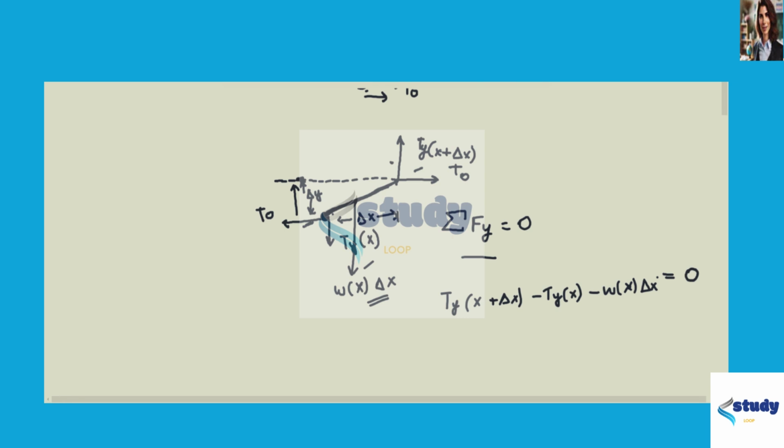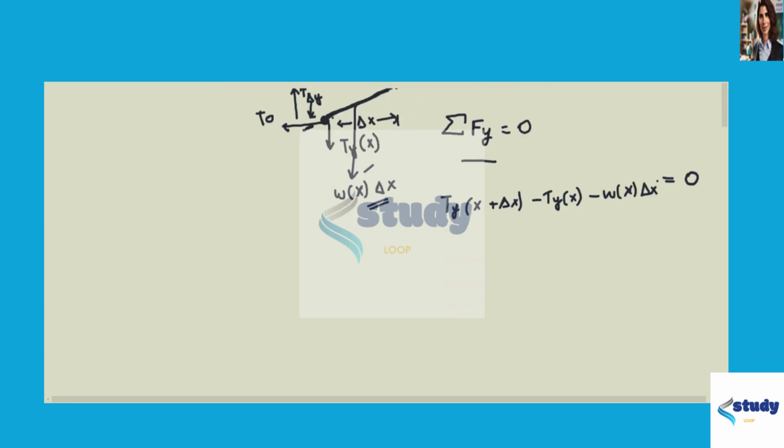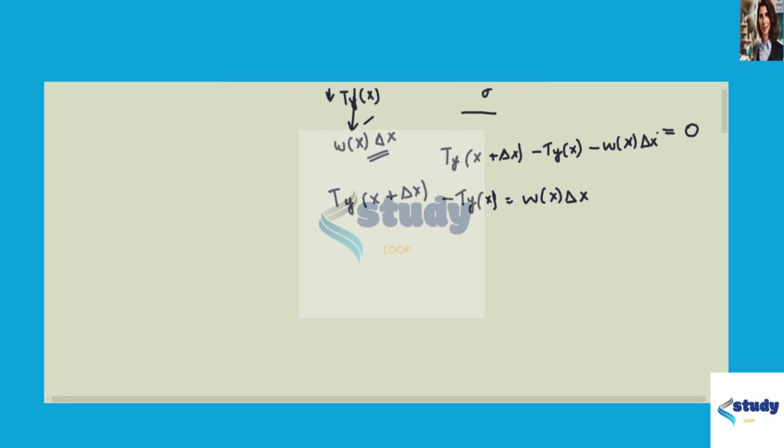And rearranging the terms, we get Ty at x plus delta x minus Ty at x is equal to Wx delta x. So let's divide both sides by T naught, because that will make our differential equation.